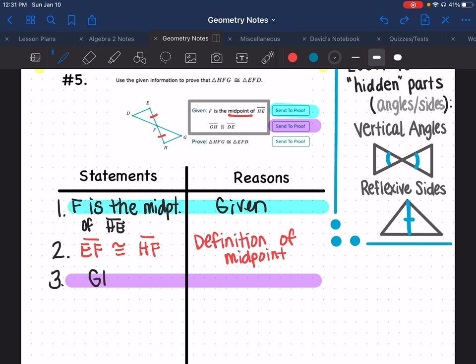Notice that this given is not telling me that GH and DE are equal. It's telling me that they're parallel. So I'm going to grab my pen and I'm going to say GH is parallel to DE. Okay, and of course that would also fill in the given.